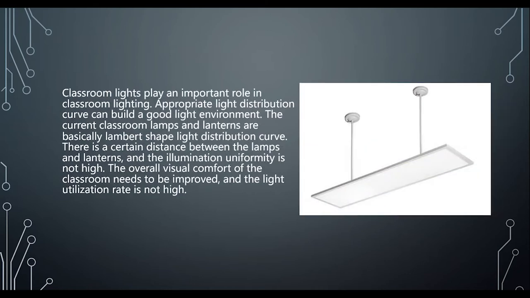Classroom lamps play an important role in classroom lighting. An appropriate light distribution curve can build a good light environment. The current classroom lamps and lanterns basically use a Lambert-shaped light distribution curve. There is a certain distance between the lamps and the lanterns, and the illumination uniformity is not high. The overall visual comfort of the classroom needs to be improved, and the light utilization rate is not high.